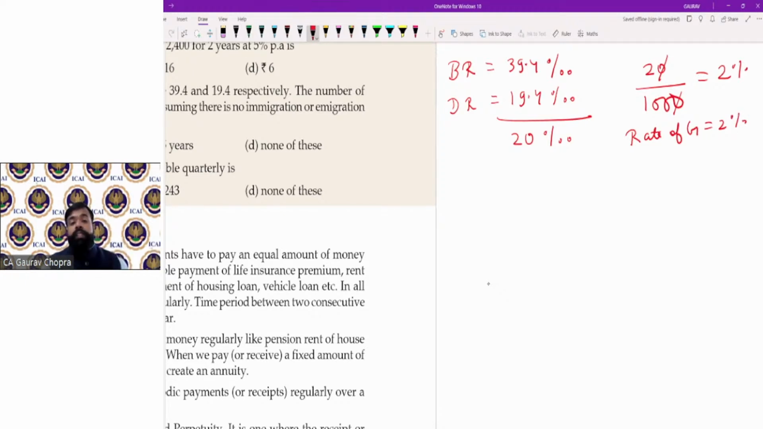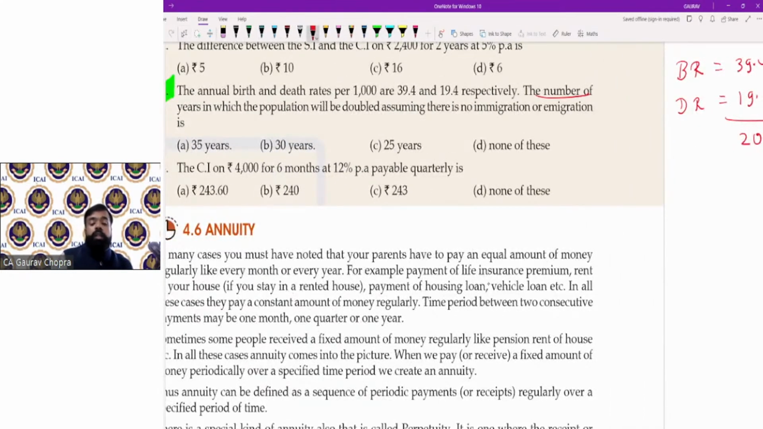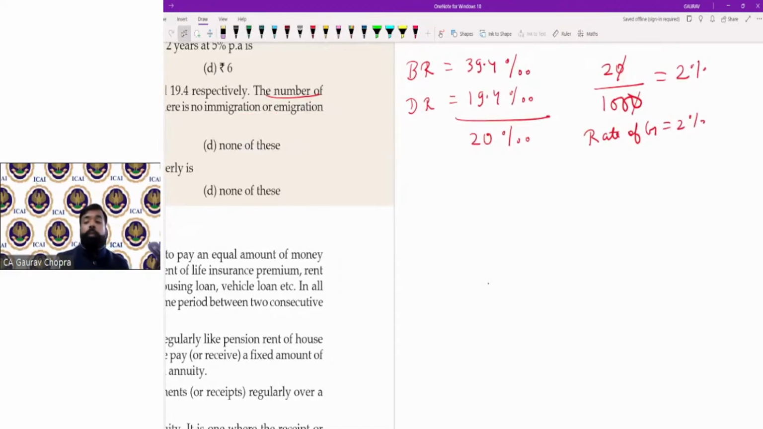Population 2% की रेट से ग्रो कर रही है. अभी क्वेश्चन में बोला पॉपुलेशन को क्या करना है? Double. The number of years in which population will be doubled. तो कितने साल लगेंगे पॉपुलेशन को डबल होने में? तो अगर इनिशियली पॉपुलेशन P है, initial population is P, तो डबल होगी तो कितना हो जाएगा? It will become 2P. So let's put the value. Amount will be 2P, principal is P, rate is 2%, so 1 plus 0.02 whole to the power of n.